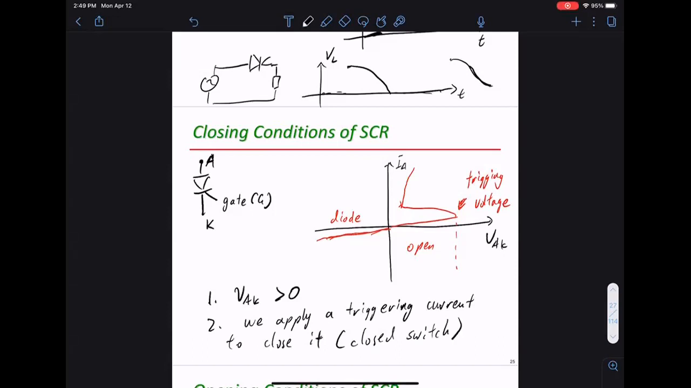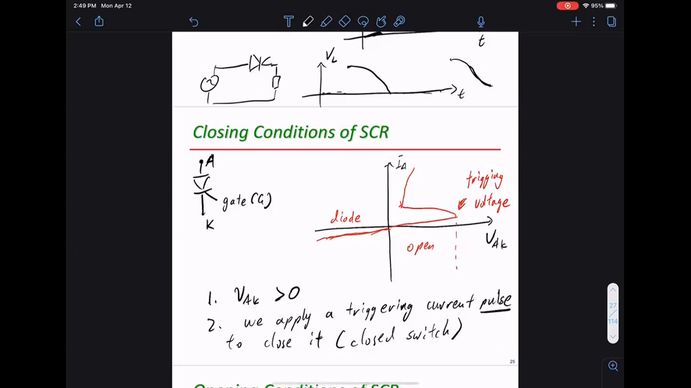A neat thing is this triggering current is only applied once. Once you apply the triggering current, it's on, and it will turn off only when the voltage crosses zero again. So you only apply a triggering pulse; it's not a continuous current into the gate. Unlike a bipolar switch with continuous current, here you need only a current pulse.